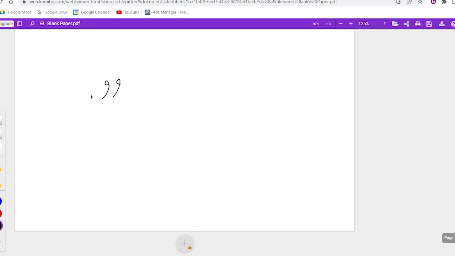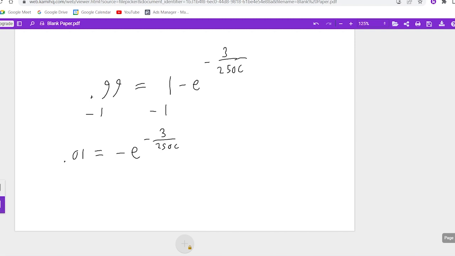So 0.99 equals 1 minus e to the negative 3 over 250C. If I want to solve for C here, it's kind of algebra intensive, but it's not that bad. The first thing I do is subtract 1. So now I have negative 0.01 equals negative e to the negative 3 over 250C. The negatives cancel with each other.